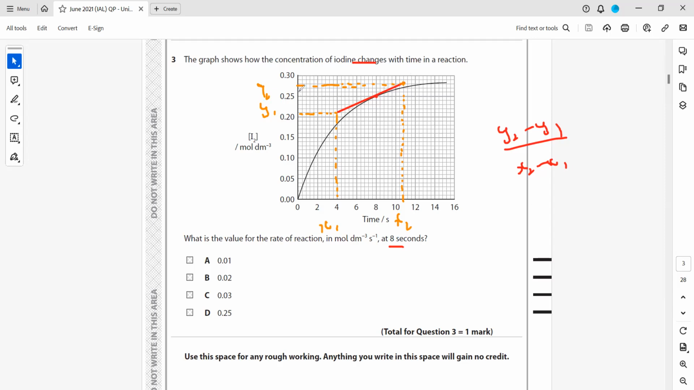So this is 0.26, 0.27, and this is about 0.28. So y2 is 0.28. Each box is 0.01. Minus y1, which is 1 box above, so it will be 0.21, divided by x2, where 10 boxes equals 4, so each is 0.4.